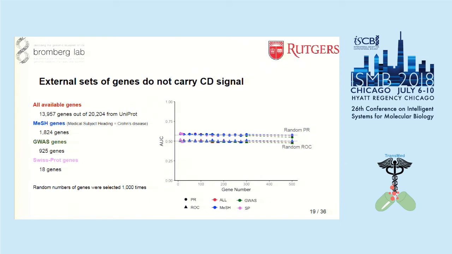The y-axis is the performance AUC, and the x-axis is the different random numbers of genes that we choose from the different sets. We can see that the external sets of genes do not carry any CD signal at all. So we're pretty upset about this.